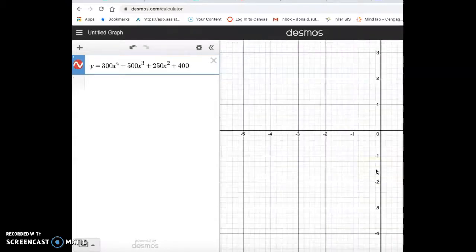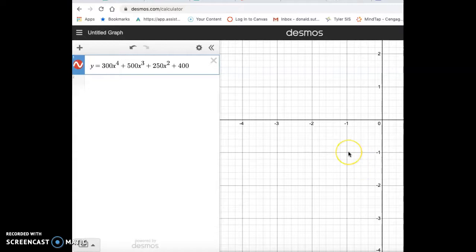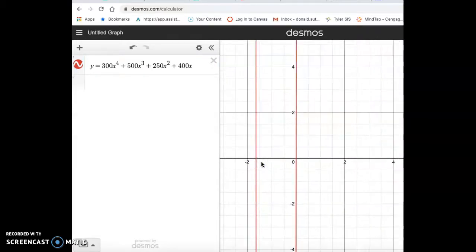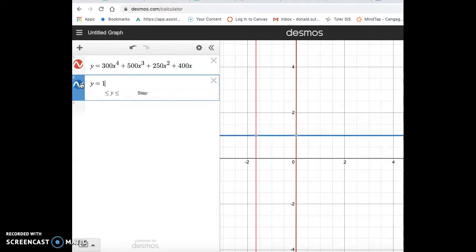And you'll notice I can't see much of this graph. Oh, 400x, I lost that. Okay, so this graph is kind of all spread out all over the place. I'm also going to graph y equals $1,580 because that's what we said she got in the end of this. Now, if you'll notice this graph, it only goes up to 4 here. I know I'm zoomed way far in. I need to zoom out.